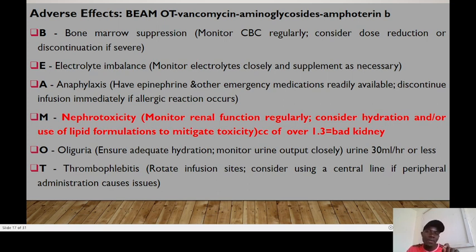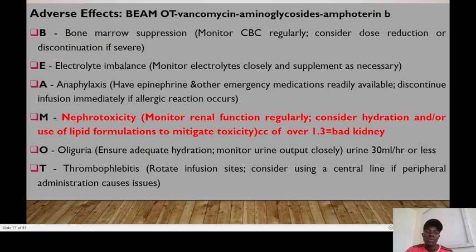amphotericin B, vancomycin, aminoglycosides, all are involved in causing nephrotoxicity. So as a nurse, you need to monitor renal function regularly. You consider hydrating the patient and also using what we have referred to as lipid formulation just to mitigate this toxicity. Okay, a patient with nephrotoxicity could present with a creatinine level of over 1.3. All right, we could also have a reduced urine output. Okay, that one we had already alluded to.